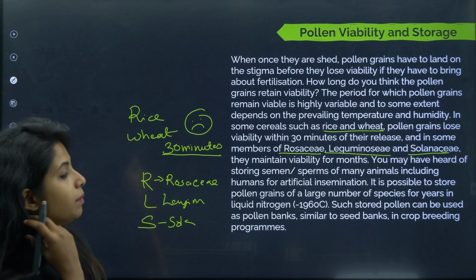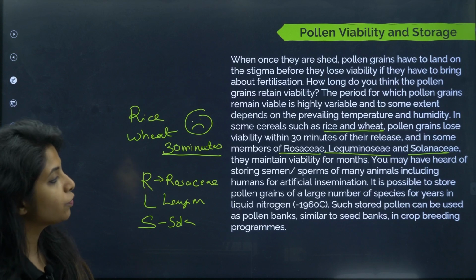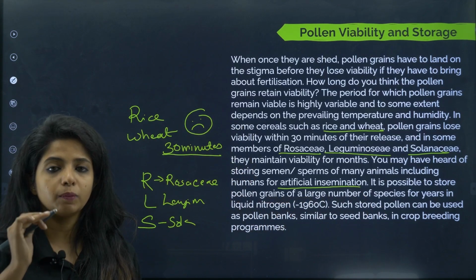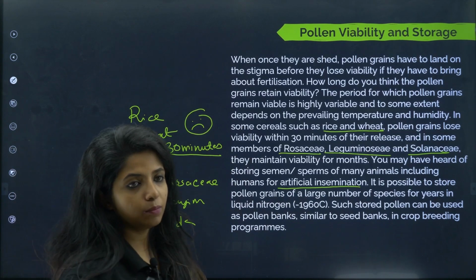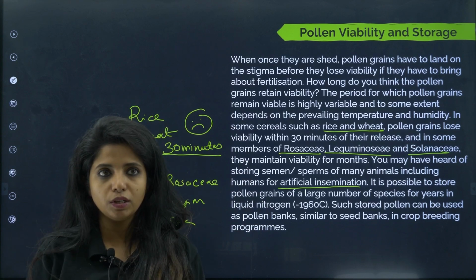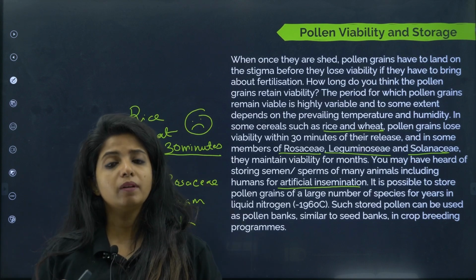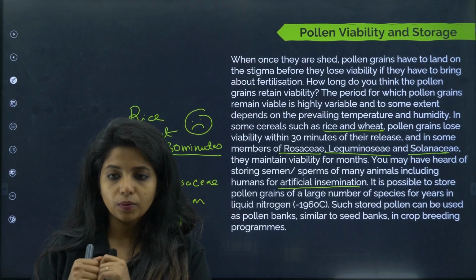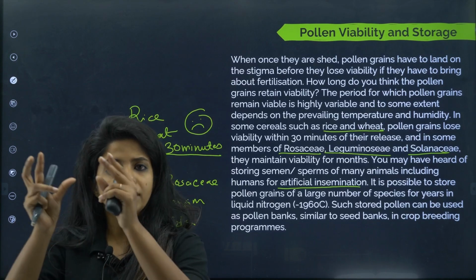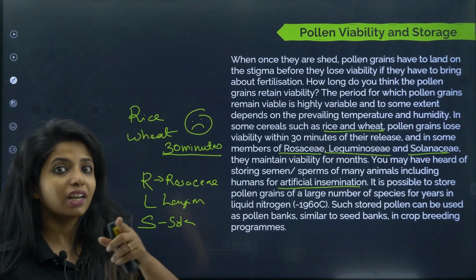You may have heard of storing semen, sperms of animals, including humans, for artificial insemination. What do you mean by that? For human beings not able to inseminate naturally, where the sperm is not able to reach the female genital tract, you use artificial insemination, where either the semen is collected and put into the female genital tract with the help of certain techniques, or else the semen is put inside the egg, and then this whole thing is planted into the human body. So this is what you mean by artificial insemination, and you might have studied this in reproductive health.